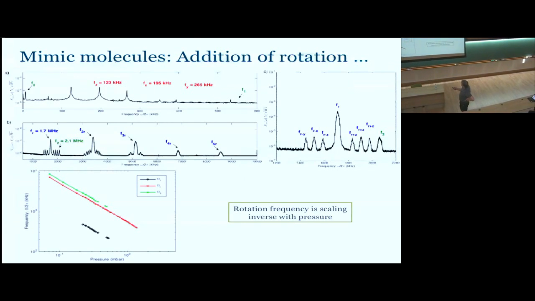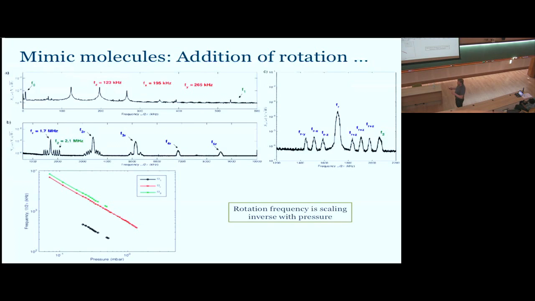So at 1.7 megahertz, that's the frequency of the rotation. Yeah? And you see higher harmonics of this. What is the nice thing is now you see basically the sidebands of the translation are modulated through this rotation. So now you see here that's the Z motion, the X and the Y, minus, minus, minus, and on the other side, plus, plus, plus. You see the right scaling of pressure.